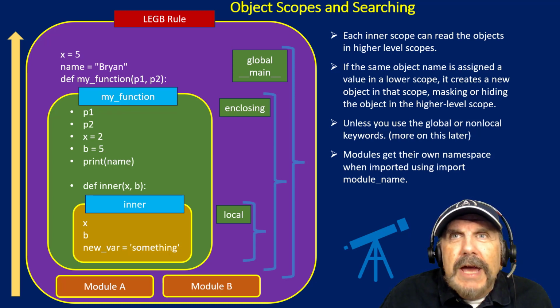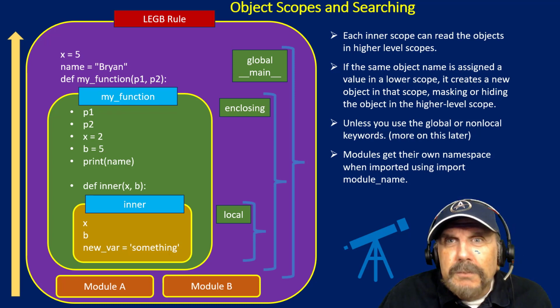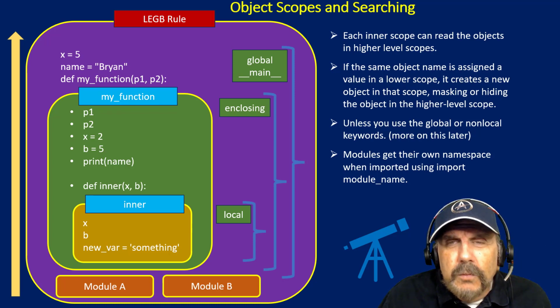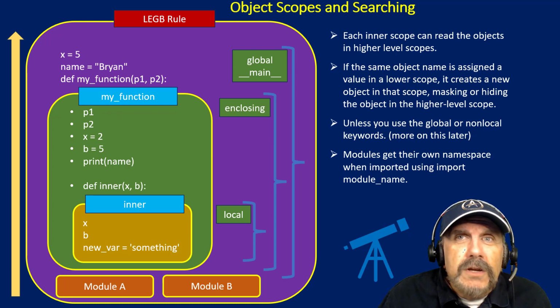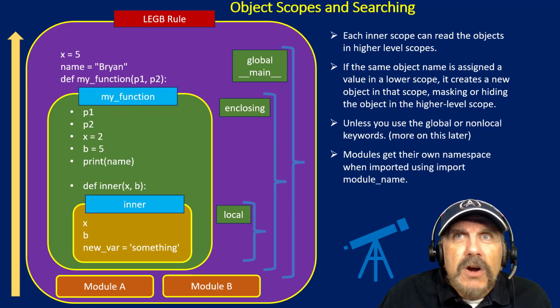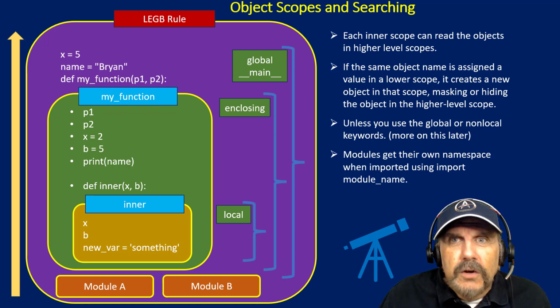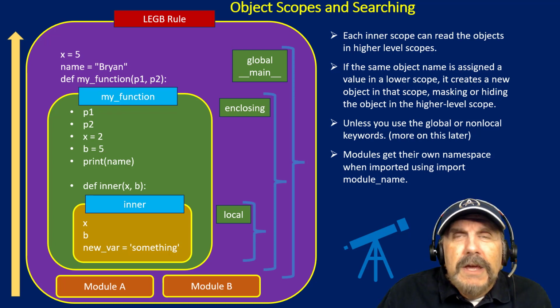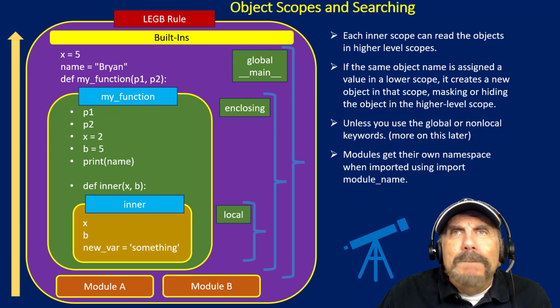So we can see what we have here. We have the local, which happens to be wherever you are. So if you were actually in inner, then the local scope is where inner is. But if you were in my function, local would be within my function. Now, if it can't find a variable in the local scope, then it will look at the enclosing scope. So inner says, I don't see it here. It will go to my function, the enclosing scope, then the global scope. And then it will look at one other place: the built-ins.